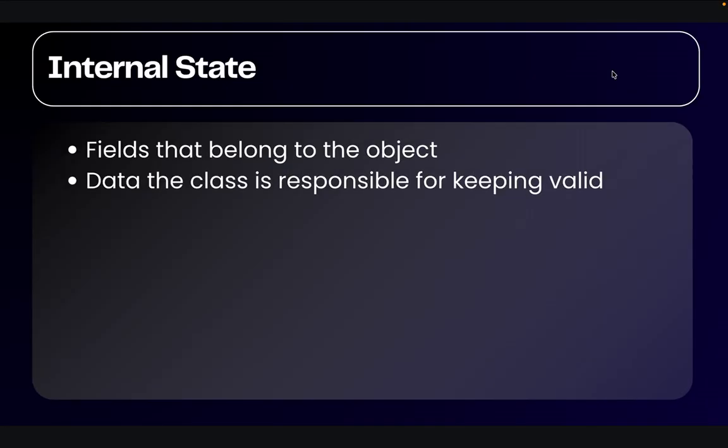So first, getting into our internal state. This is basically stating that our fields belong to the object. That means the data the class is responsible for keeping valid. So that would be the fields. Your fields have to remain in a valid internal state for your class to run as expected. So the internal state typically deals with the fields and making sure that they are valid.